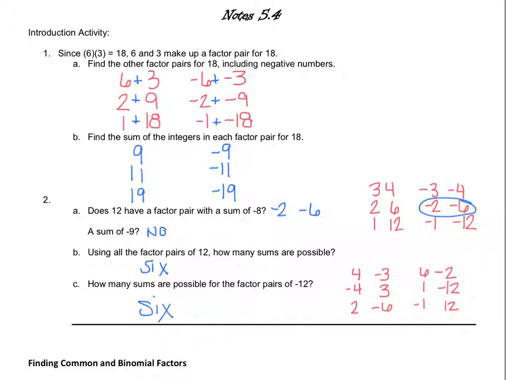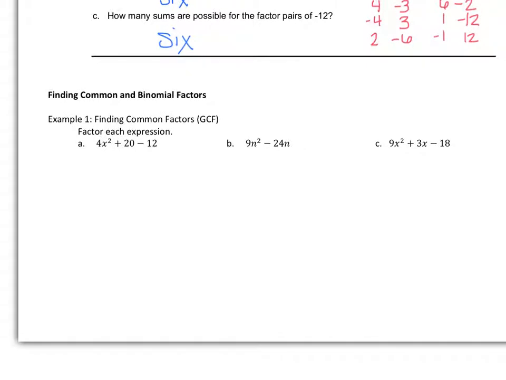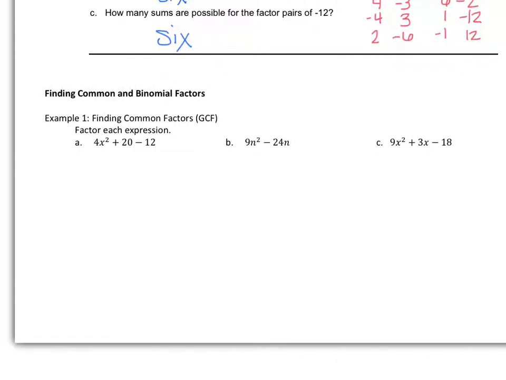Alright, so that's just a good start for what we're doing in 5.4. We have to think about what numbers multiply to get one number and add to get another. So that's part of what we're doing today. The first thing we're doing is kind of like undistributing. We're going to take something that's common between each term and bring it out to the front. Like, we're going to simplify.